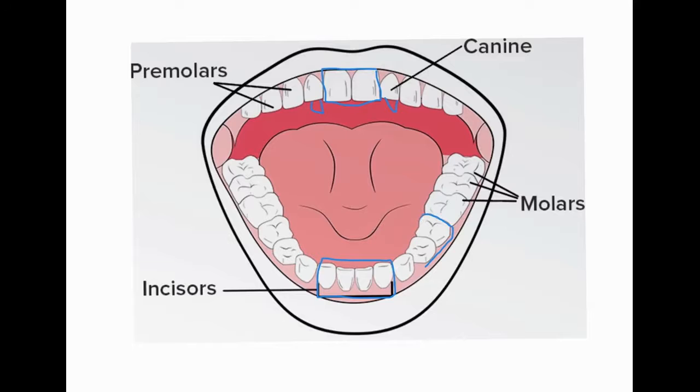So remember, those have like 2 cusps, and then 3 or more cusps. And remember, the cusps are those little ridges on these molars. So back here, 3 or more cusps. Those are going to be your molars. So those are your teeth. I don't know if you'll need to know that or not.